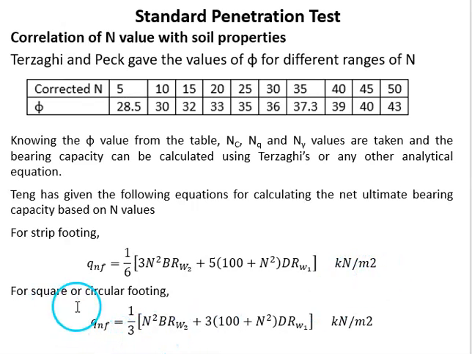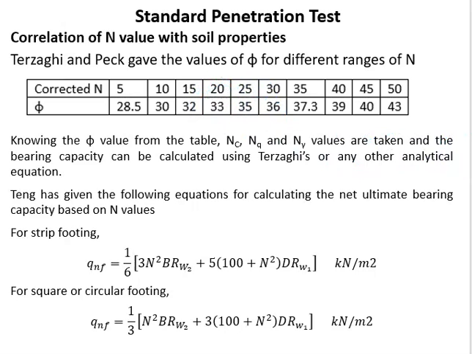For square or circular footing, the equation is given as 1 by 3 into N squared B Rw2 plus 3 into 100 plus N squared D Rw1. So using these equations directly we can calculate the net ultimate bearing capacity. The indirect method is we can use these correlations. We can find the phi value for the corresponding N value from the table and then we can use the normal Terzaghi's or IS code method to estimate the bearing capacity. That is one way of finding the bearing capacity.